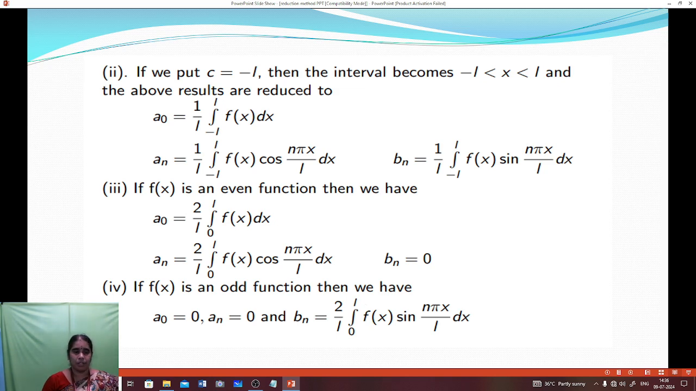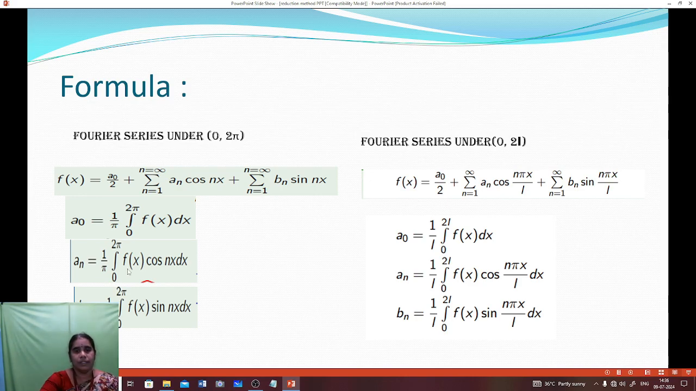This is our formula. Yes, we are comparing the intervals 0 to 2π and 0 to 2L. For 0 to 2π, we have our Fourier series as a0 by 2 plus an cos nx plus bn sin nx. For 0 to 2L, we have a0 by 2, same, whereas here instead of cos nx we have cos nπx by L, and sin nπx by L. These are the formulas for our coefficients a0, an and bn, and for here too a0, an and bn.